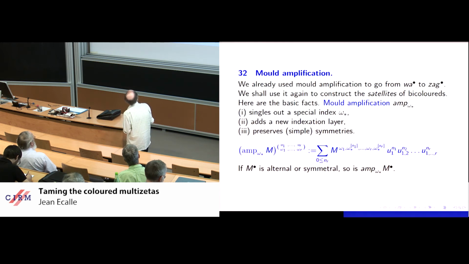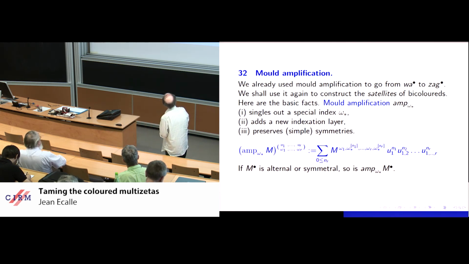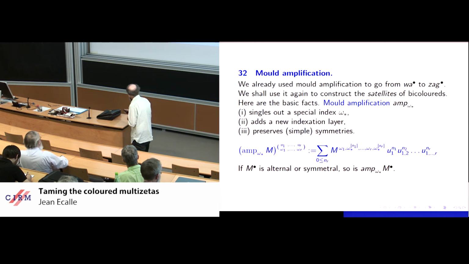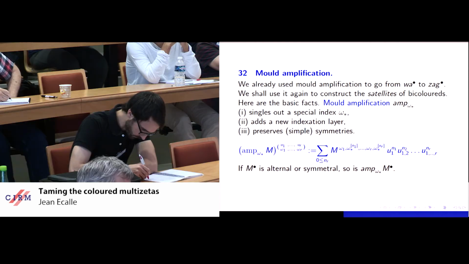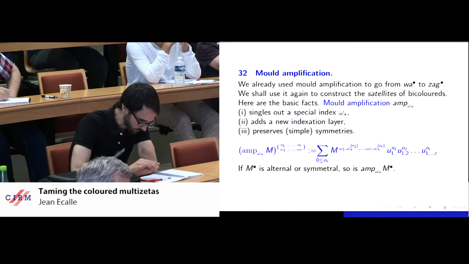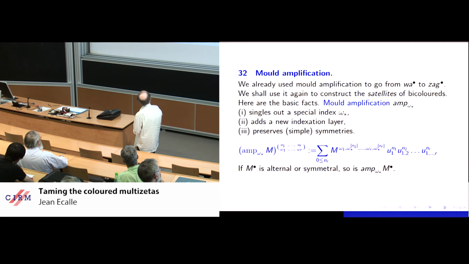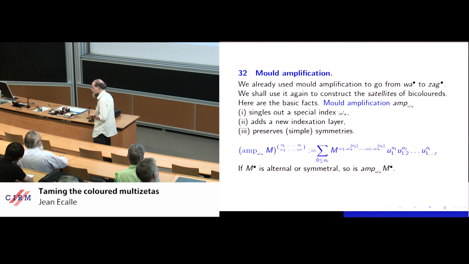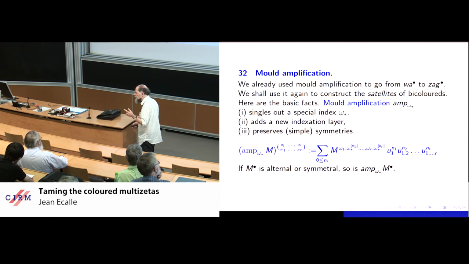Now the second step is mould amplification. How do you go from the extremal algebra with colors to the two satellites which have no colors? And this is again the trick of mould amplification. This is a mould operation that has three properties. It singles out a special index, omega star. Let the indices be omegas. It singles one, it adds a new indexation layer, you see the U's, and it preserves simple symmetries, alternality or symmetrality. And here we've already used that transform to define ZAG.